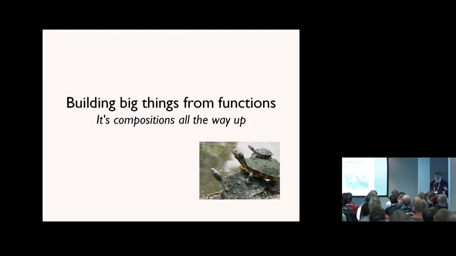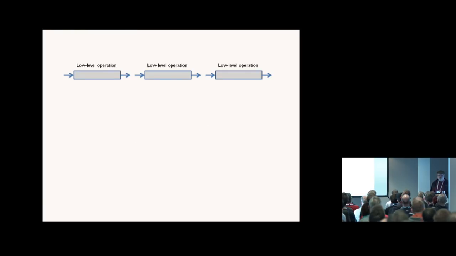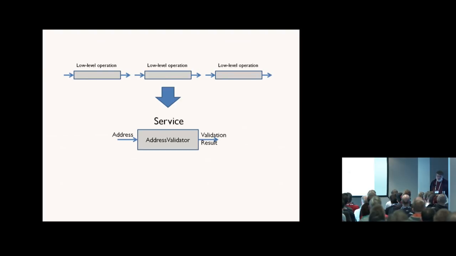So, building bigger things from functions. Okay, it's compositions all the way up. It's not turtles all the way down, it's compositions all the way up. So, we start with a low-level operation, for example, like uppercasing a string. That's a function. It's got a string input, string output. Now, to make something bigger, we take a bunch of these low-level operations, we compose them somehow, and we get, say, a service, an address validation service. And in this case, the input's an address, and the output is some sort of results.